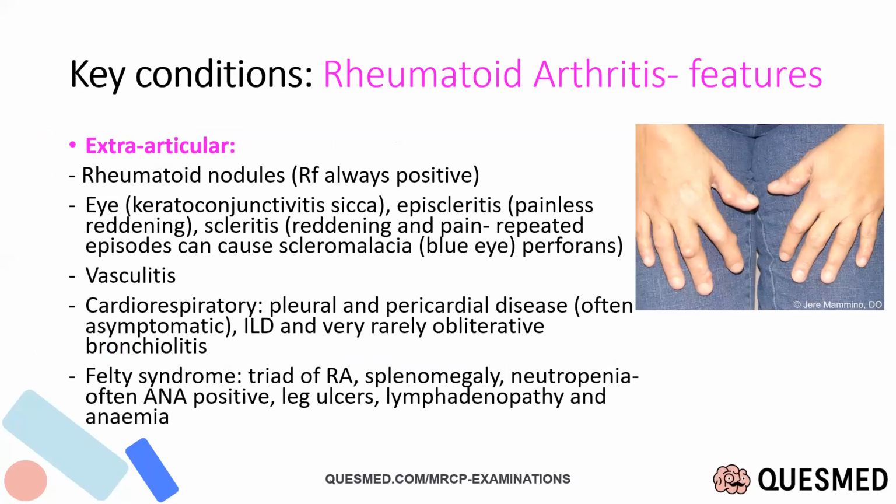You can also get a vasculitis, and you can get pleural and pericardial disease, ILD, and Felty syndrome is something as well to be aware of, where you get this triad of rheumatoid arthritis, splenomegaly, and neutropenia, and often the patients are ANA positive as well and have other features.